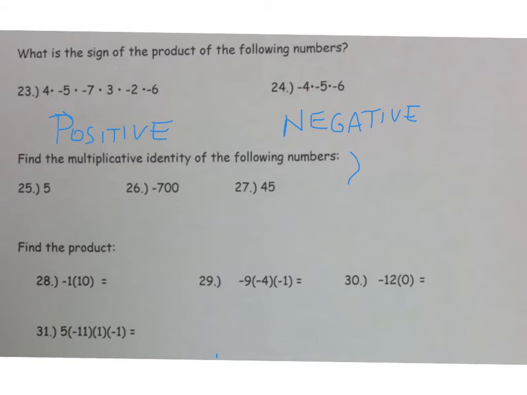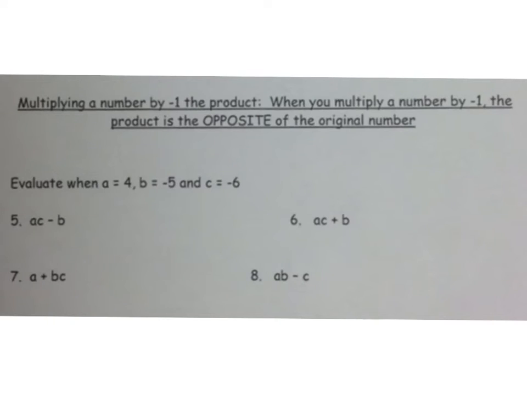We're going to skip the next part because, okay, what's the multiplicative identity? In every single case, it's 1. I'm going to let you do 28 through 31 on your own, and I'm going to check them tomorrow in class to make sure that you did them. Here's another interesting fact. When you multiply a number by -1, the product is the opposite of the original number. This is very helpful. So down here, this is the last part of the notes. We're going to do 5 and 6 together. You're going to do 7 and 8 on your own. I'm going to check them in class tomorrow.